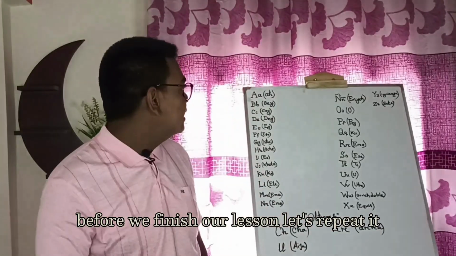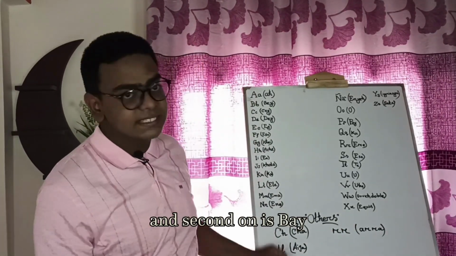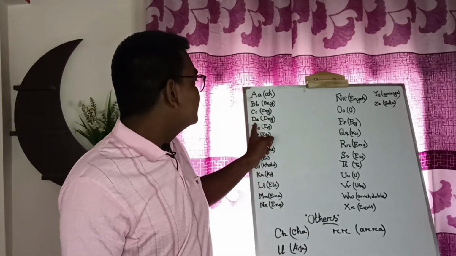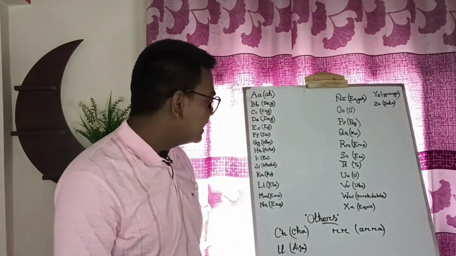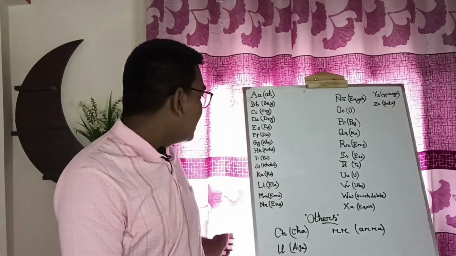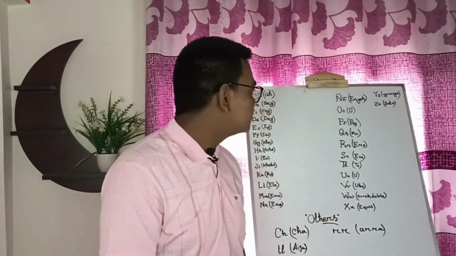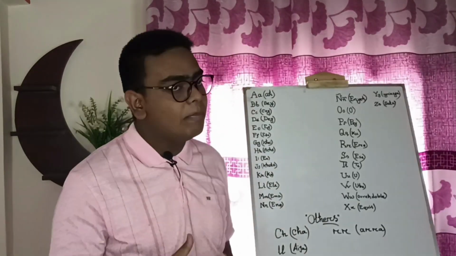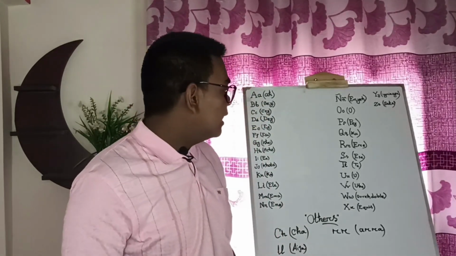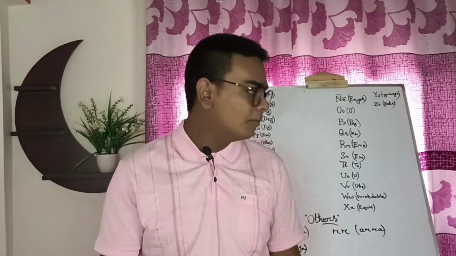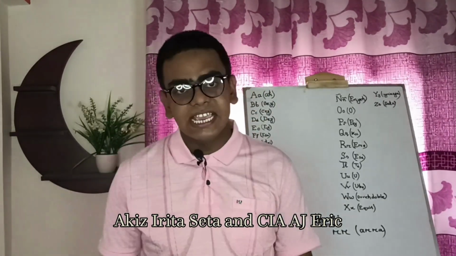Before we finish our lesson, let's repeat it. First one is A, and second one is B, and C, D, E, F, G, H, I, J, L, M, N, O, P, Q, R, S, T, U, V doble, X, Y, Z, and Cha, AJ, R.